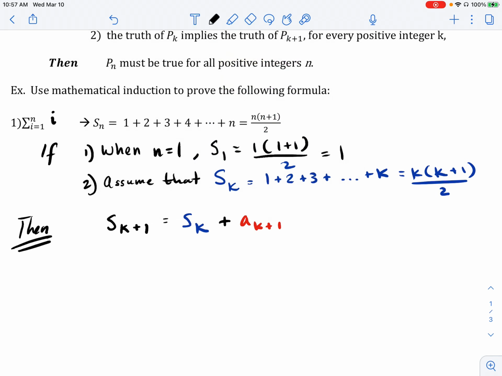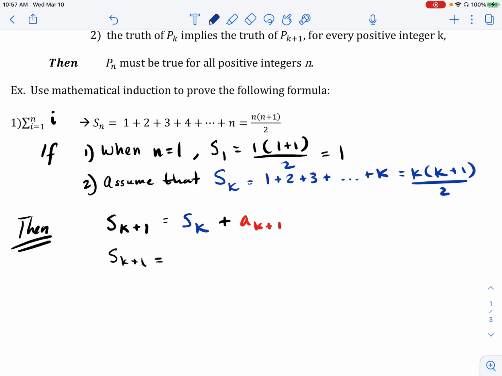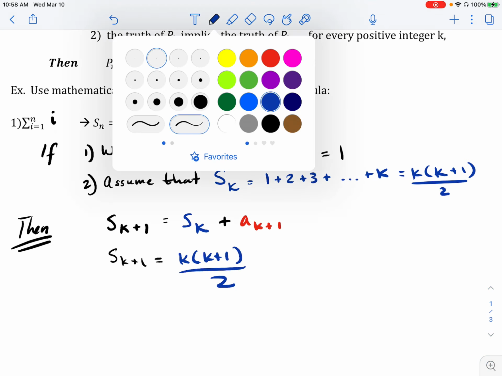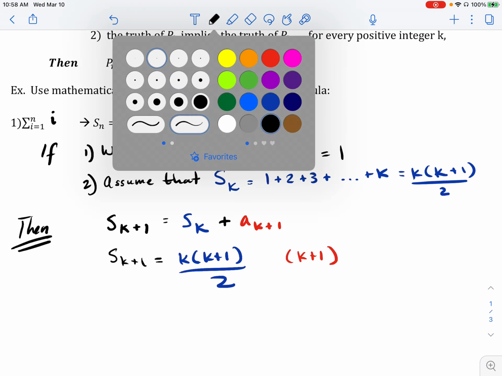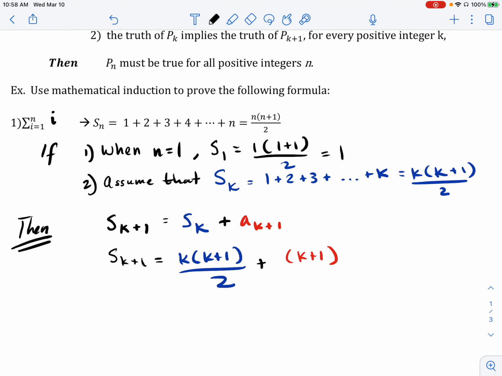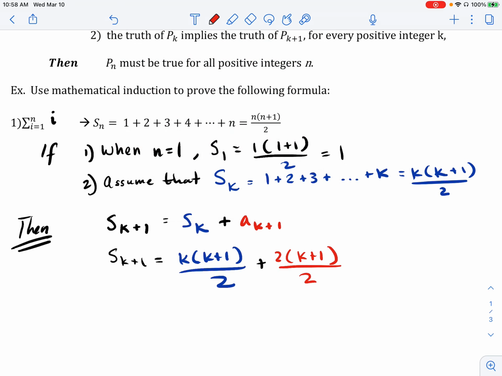So we would then say S sub k plus 1 is equal to, and let's just substitute in what we said S sub k was. It's k times k plus 1 over 2. And what was the next term in our series? Well, it's k plus 1. If k just represents the current term, k plus 1 is the next term. Now, in order for me to add these two fractions, I want to make sure that I have the same denominator. So I'm just going to go ahead and write all of that over 2.